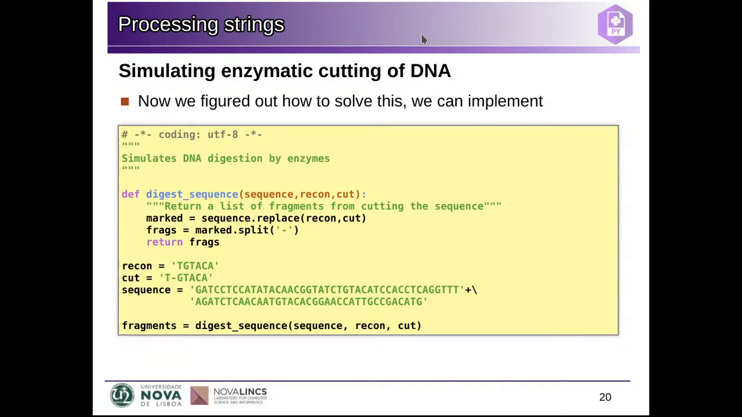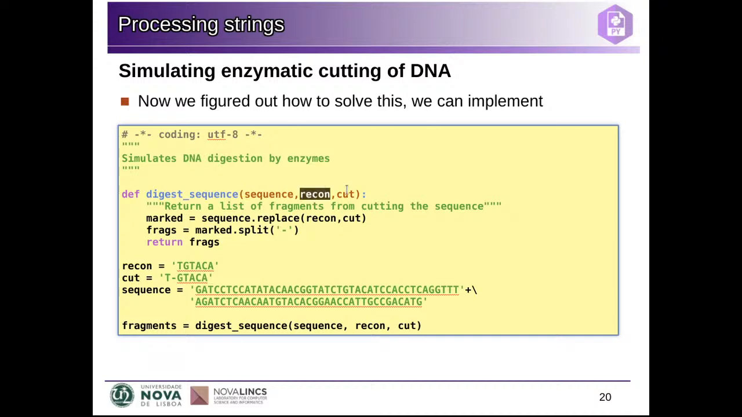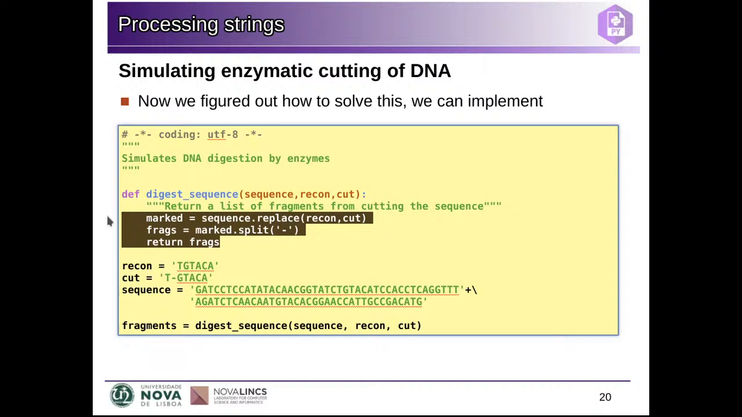When you write a function, you are writing a generic recipe. Note that there is nothing in the function that specifies what the sequence is, what the recognition site is, or where the cutting point is. All of these are obtained as input. The function only specifies what to do with that input to produce the correct result that we want. So regardless of the input we give, as long as the input is the kind of thing that the function is expecting, we get correct results.